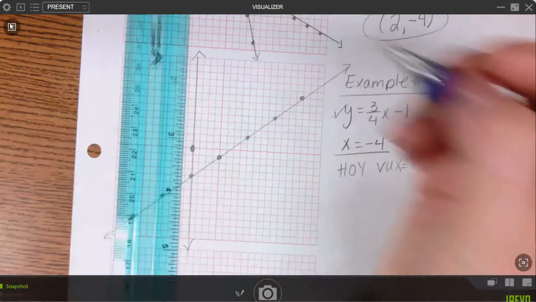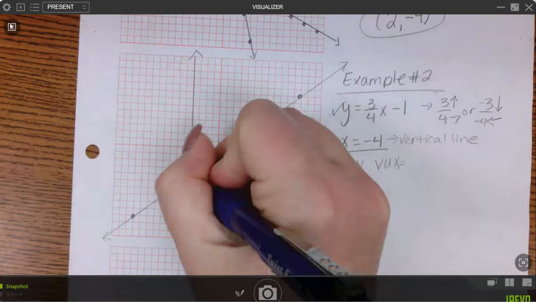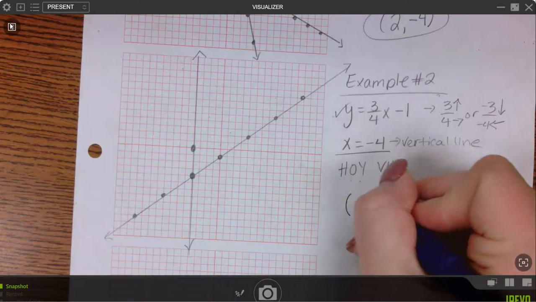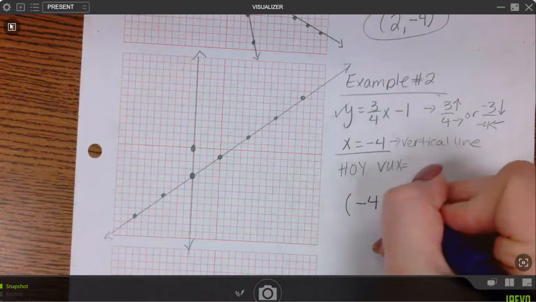And you can see the point of intersection is going to be right there. And that point is (-4, -4).